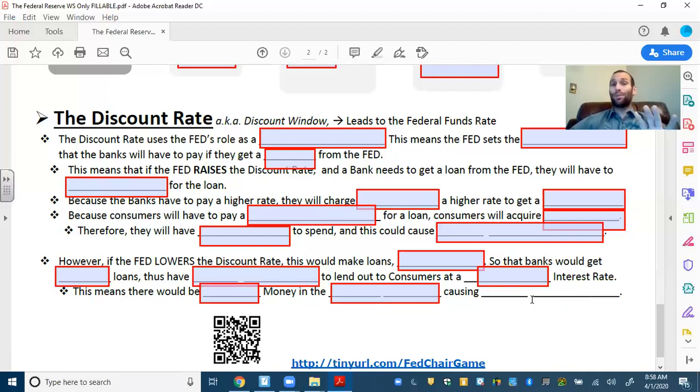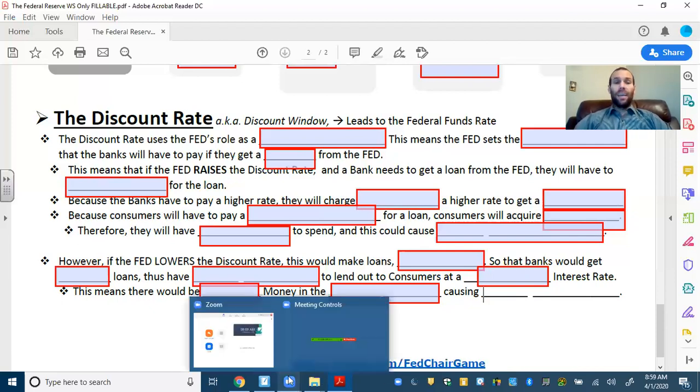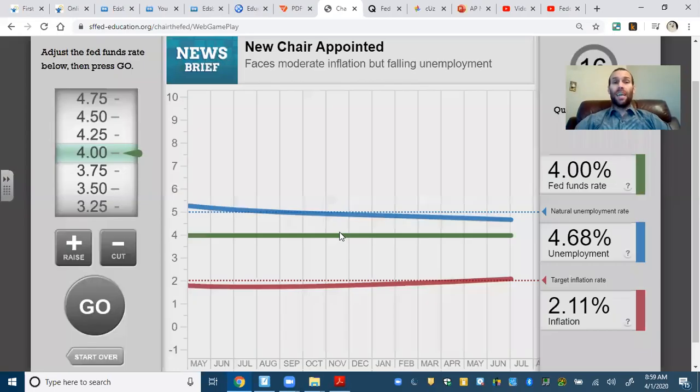And now's a good time to review it if you're still kind of confused, because right here, we're going to go down here to what we call the Fed chairman game. What the Fed chairman game is, it is essentially this game. You are the new Fed chair. You've been appointed to control the economy.